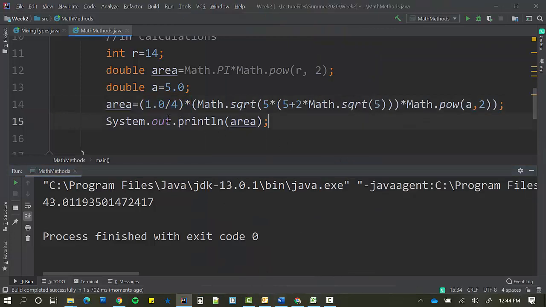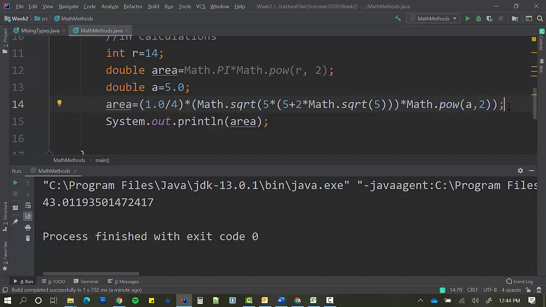So let's review this whole statement here. We've got our 1/4 right here, which is 1.0 divided by 4. We chose 1.0 because it would make this convert to a double type, and it would give us that decimal value we're looking for. It would give us that 0.25 that we're looking for. If we don't do that, it gives us just 0. And then we multiply that times this whole thing, and it gives us 0, and that's a bad result. So 1/4 times the square root of 5 times 5 plus 2 times the square root of 5. And that's right there. And that's multiplied by a squared. So that's how we work with these math methods, and that's how we do these math methods in calculations.